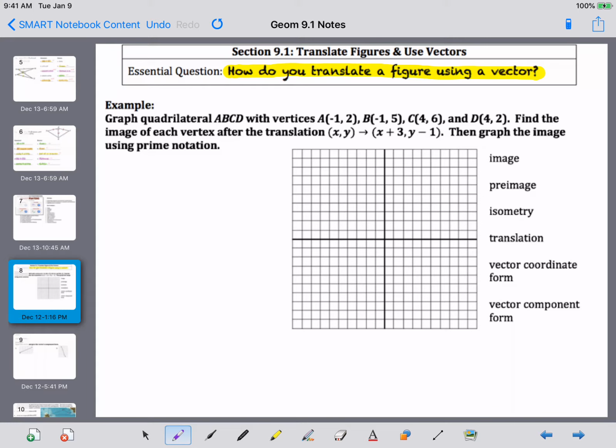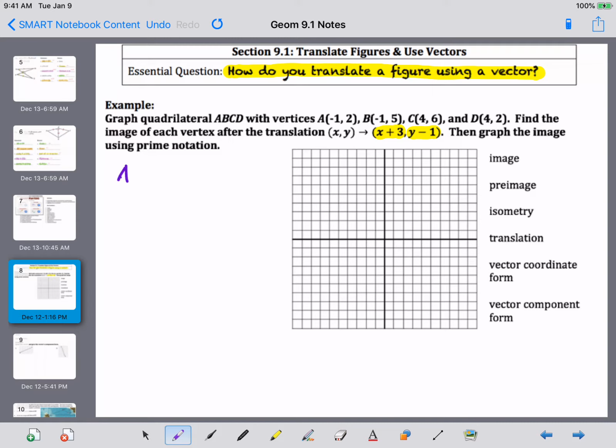Right here we're told to graph quadrilateral ABCD with these vertices and find the image of each vertex after the translation x comma y goes to x plus 3 comma y minus 1. All this is saying is you're going to take every x value, add 3 to it, and then take every y value and subtract 1. And then we're going to end up with a new image. And this prime notation we'll get to.